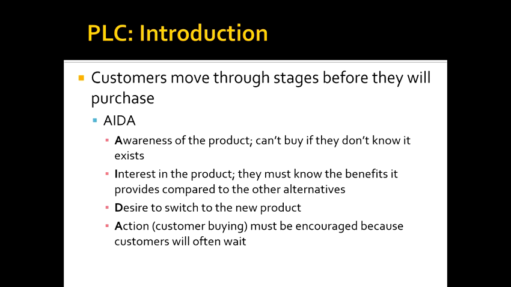Then once you know it exists, you have to say, hey, what is that? How can it help me? What are the benefits? Then you have to say, this seems pretty good. I think I want to get it. It's better than how I do things now. Then finally, you have to act on that desire. You have to go out and actually purchase it or perform the behavior.